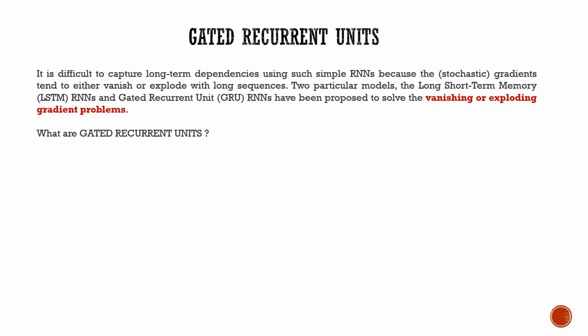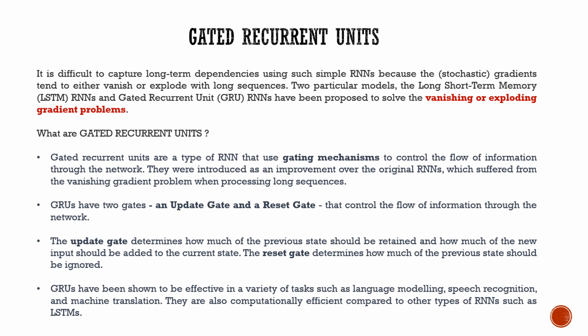What are gated recurrent units? Gated recurrent units are a type of RNN that use gating mechanisms to control the flow of information through the network. They were introduced as an improvement over the original RNNs. GRU basically have two gates, the update gate and the reset gate. Further, GRU have been shown to be effective in a variety of tasks such as language modeling, speech recognition, and machine translation. They are also computationally efficient compared to other types of RNN such as LSTM.